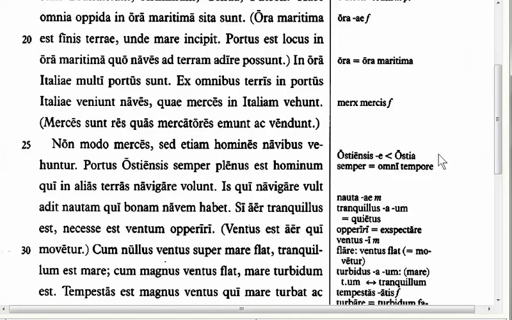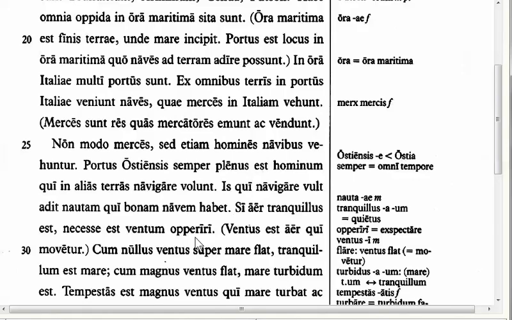Okay, the next feature I want to point out is in the next line here, si aer tranquillus est, necesse est ventum operiri. So if the air is peaceful or calm, it's necessary to wait for the wind. This word operiri is our first example of what we call a deponent verb. A deponent verb is a verb that looks like it is passive, but it is actually active.